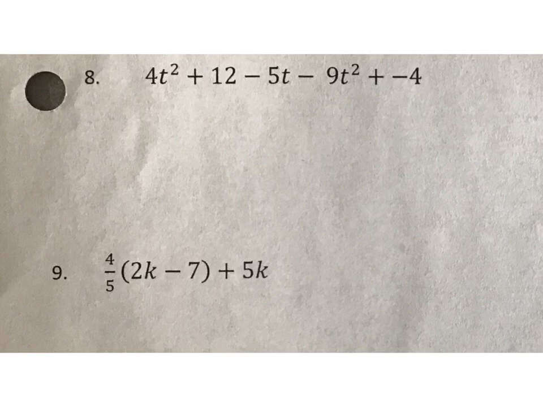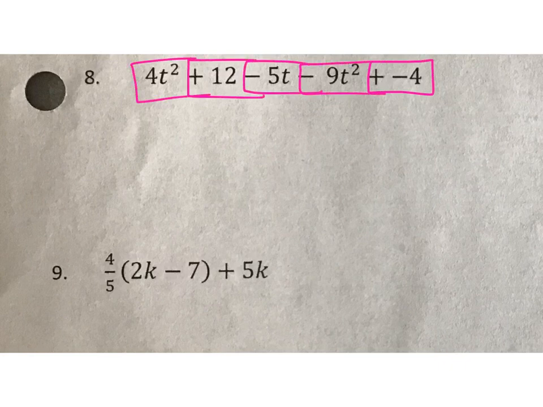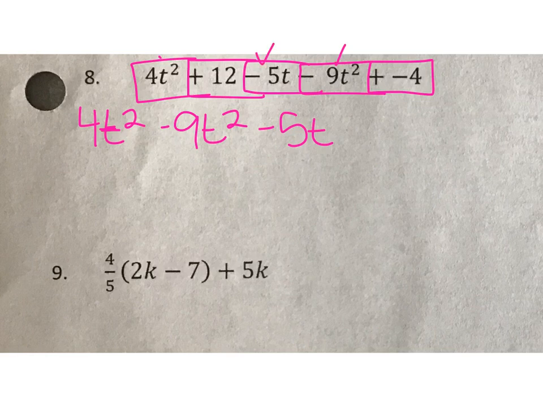So for number 8, we don't have any tickets to hand out, so we don't have anything to distribute. So we're going to start by just training it up. Choo-choo. We're going to look at our like terms. So we have 4t squared and minus 9t squared. Then we have minus 5t. I'm going to check them off, make sure I've got them all. Minus 4. Yes, it does say plus minus 4, but I kind of like thinking of just the minus 4. And then plus 12.